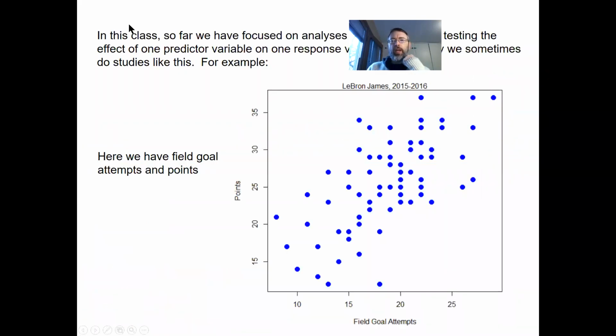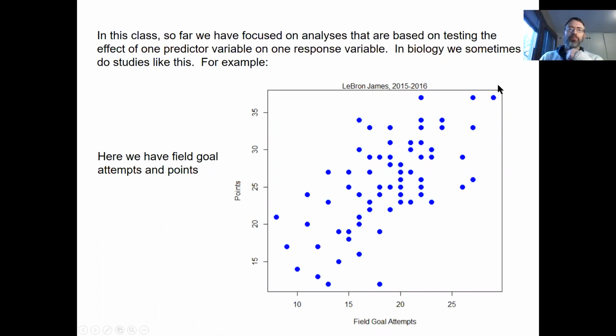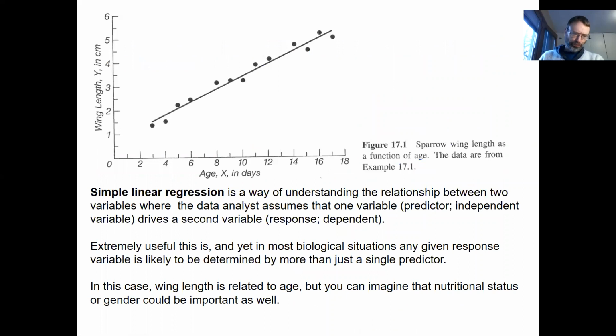So far in class, we have focused on testing variables one at a time. This is field goal attempts and points by LeBron James. This is one predictor and one response variable. I talked about this in a separate session, but again, you might not see it because you can skip these. These are not required. There's no points. This is entirely about empowering you. And so some of this is going to be a little bit repetitious, but not too much.